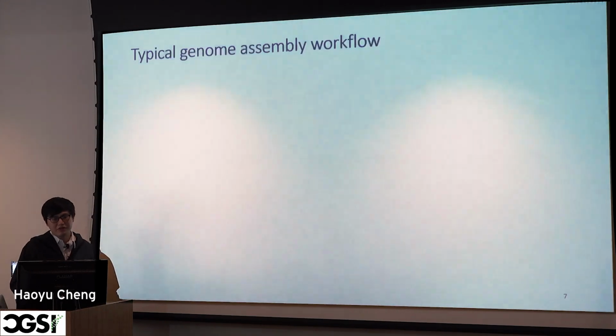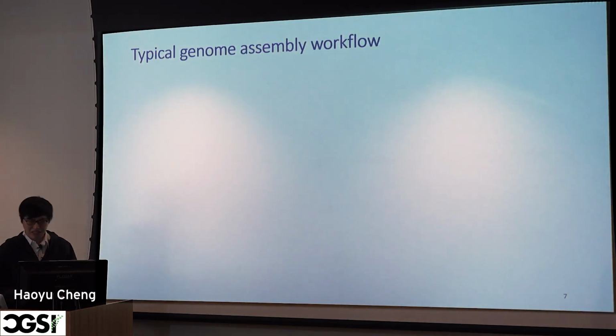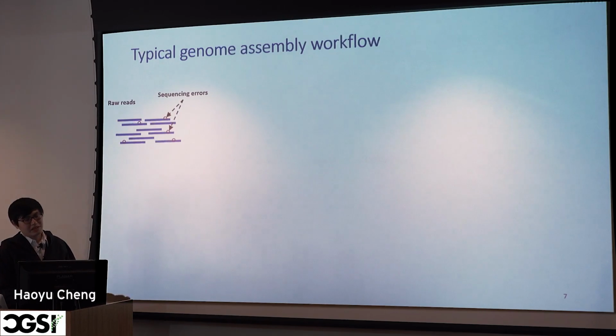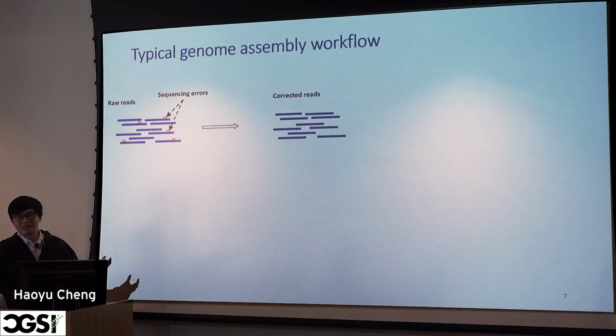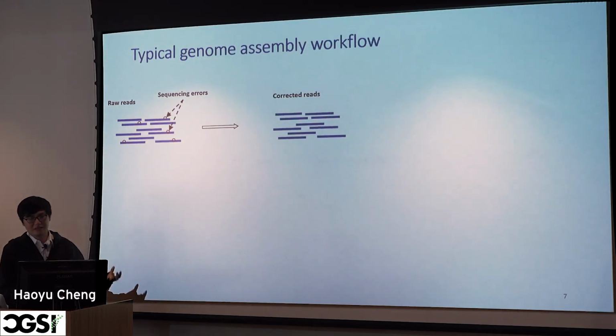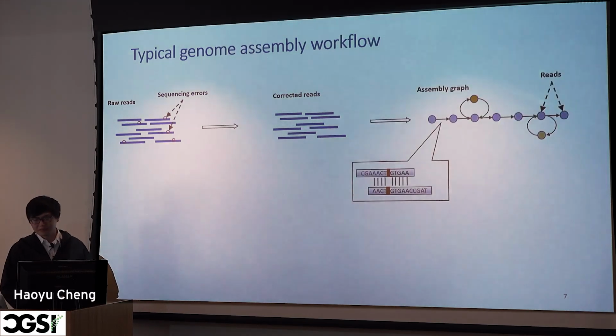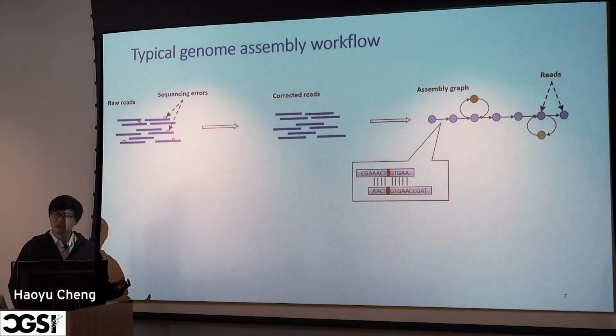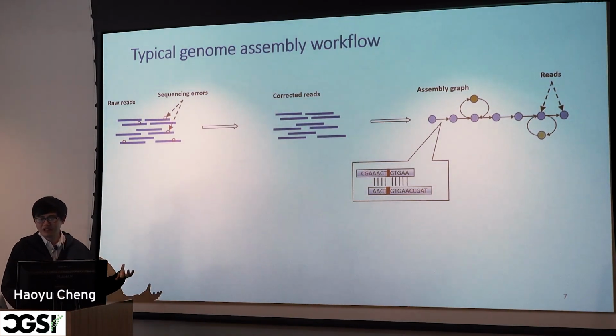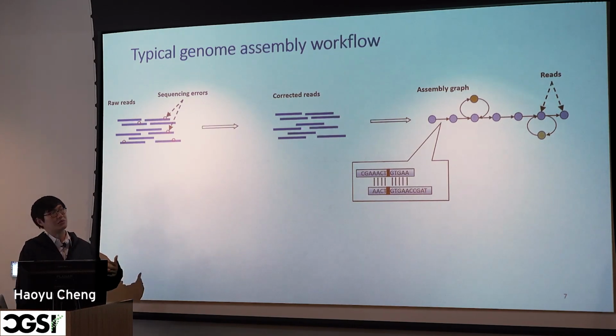Before we figure out the limitation of these algorithms, I will briefly introduce the typical genome assembly workflow. Basically, we have a lot of input reads, and there are many sequencing errors within these reads. So the first step of de novo genome assembly is to do error correction to remove any sequencing errors. After that, we end up with many nearly error-free reads. In modern genome assembly algorithms, we try to build an assembly graph. In this example, I'm showing a string graph, where each node represents 1 read, and each edge represents the overlap between 2 reads. So eventually, we get an assembly graph.